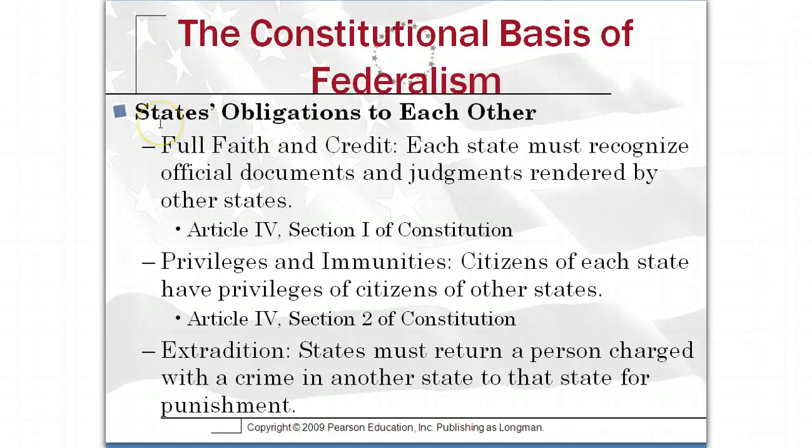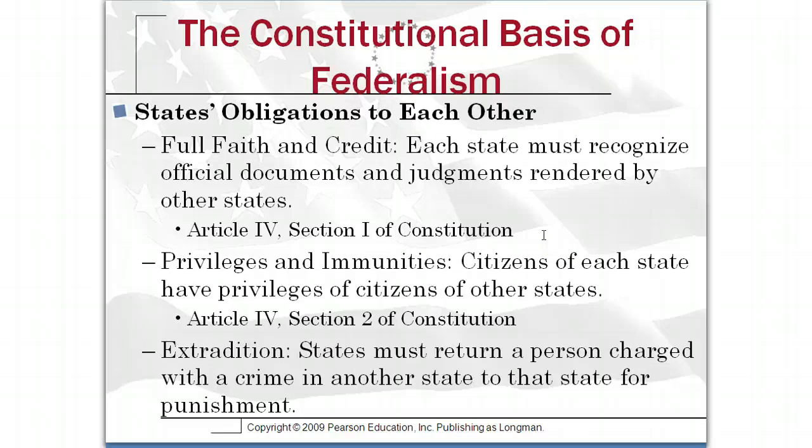We have, in the Constitution, states have obligations to one another as well as to the national government. The Full Faith and Credit Clause says that each state must recognize official documents and judgments rendered by other states, according to Article 4, Section 1 of the Constitution. What that means is that states must, if you're married in one state, accept that you're married in other states.